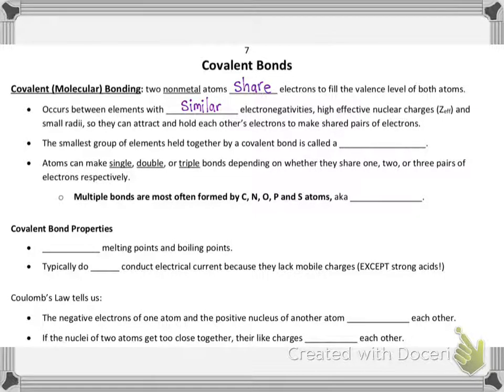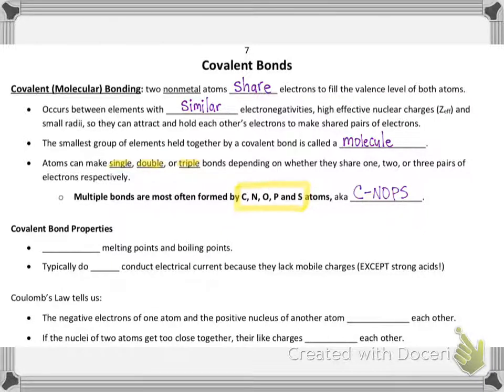And of course, the smallest group of elements held together by covalent bonds is called a molecule. Atoms can make single, double, or triple covalent bonds depending on if they share 1, 2, or 3 pairs of electrons. Now, not all elements tend to form multiple bonds. Most of the time, you're going to form multiple bonds between carbon, nitrogen, oxygen, phosphorus, and sulfur. So if you remember SYNOPS, like Cyclops, but without the I. Or, well, without the letter Y, although Cyclops has an I. Different story. Okay, so the SYNOPS elements will form your double or triple bonds.